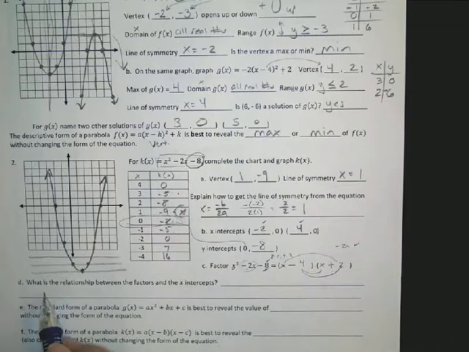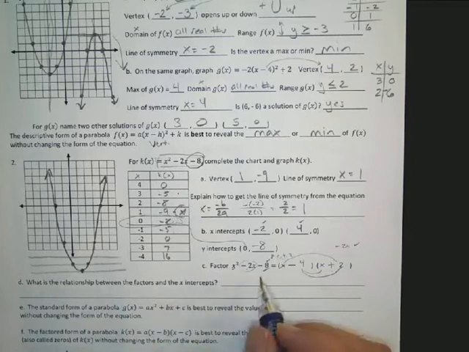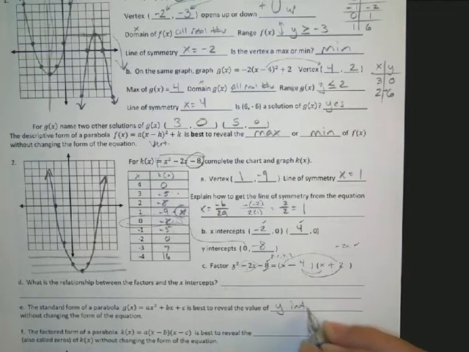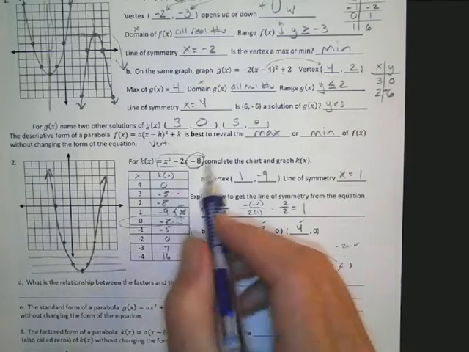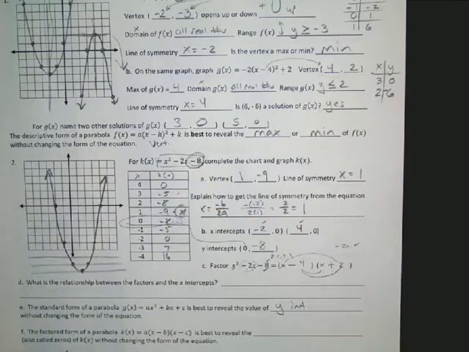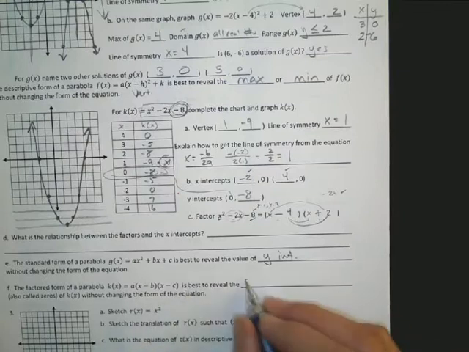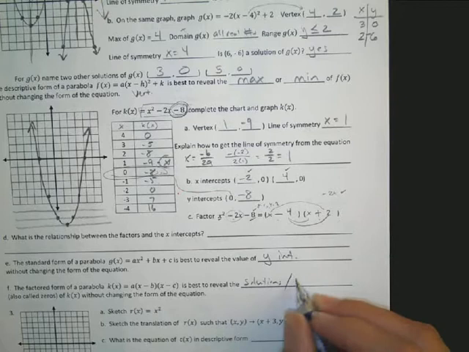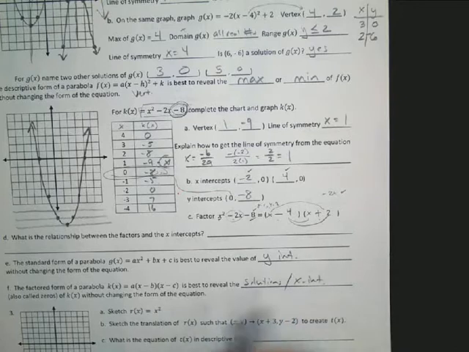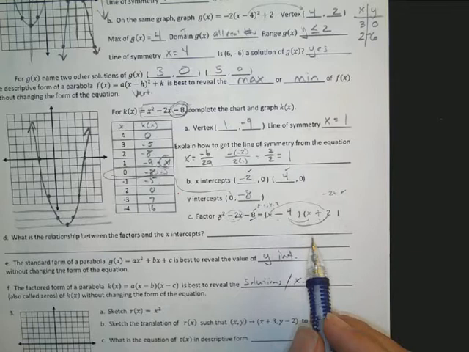What is the relationship between the factors and the x-intercepts? Basically, the factors show you the x-intercepts. Okay? The standard form of a parabola, g of x equals ax squared plus bx plus c, is best to reveal the value of the y-intercept without changing the form. Again, we could see that right there in that equation. The factored form is best to reveal the solutions or the x-intercepts, which is what we did here. Our solutions, x-intercepts, are revealed right there when you're in the factored form.